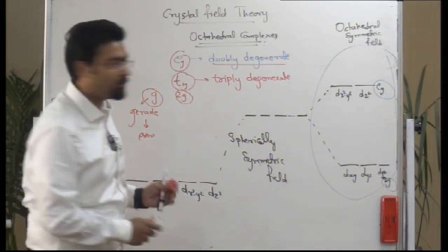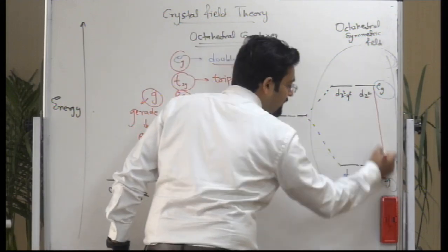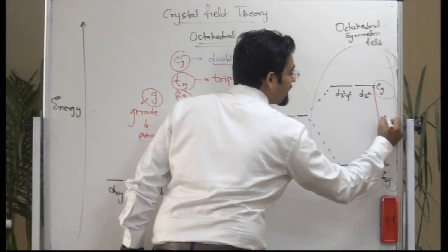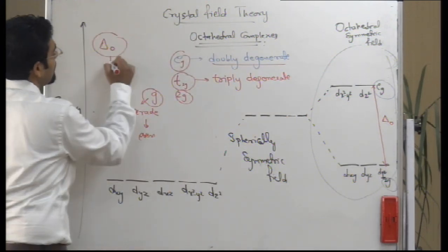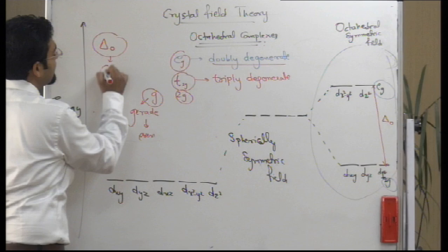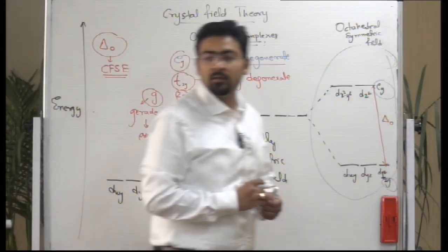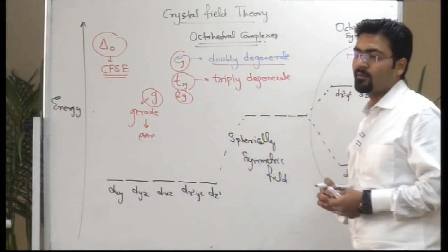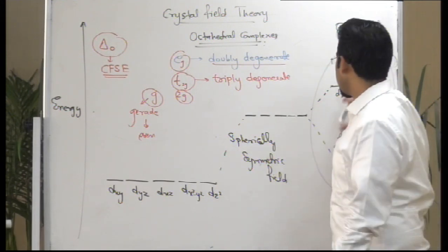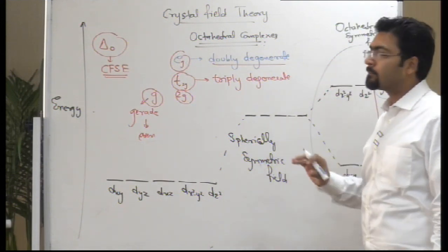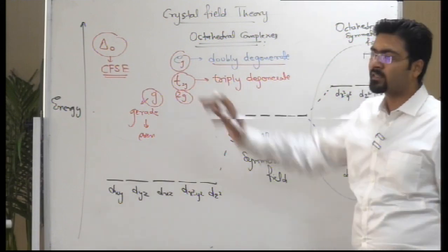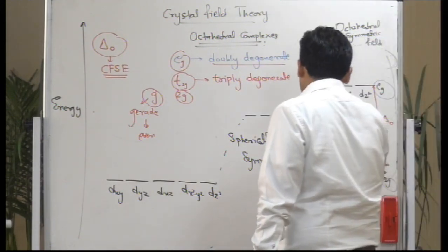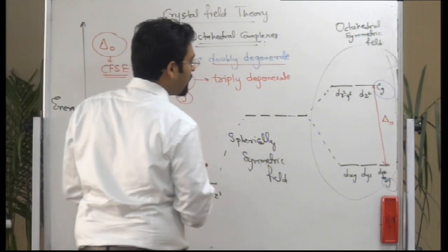Is this clear? Now, another thing which we discussed that day was that the energy gap between the two is delta O. This delta O is called CFSE, crystal field stabilization energy, right? It's crystal field. So usually people also call it crystal field splitting energy because there's a splitting which is happening, but it also determines the stability of the complex. So that's also called crystal field stabilization energy. In this case, another thing which we should also remember.